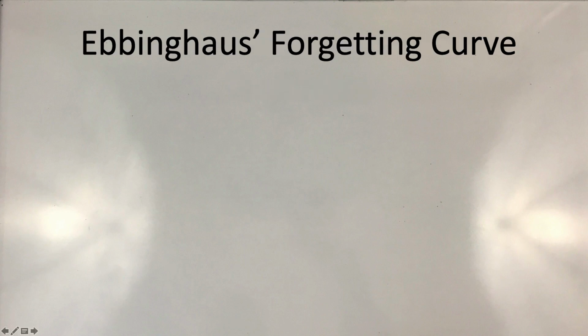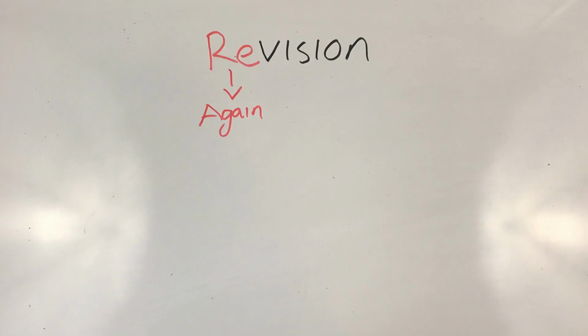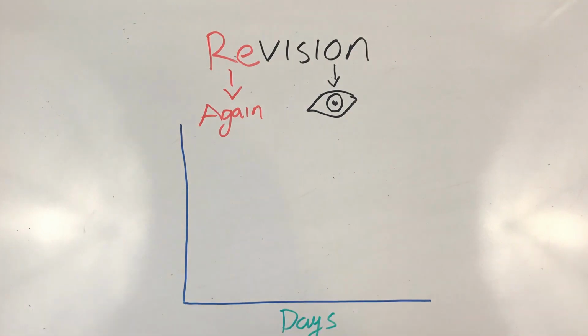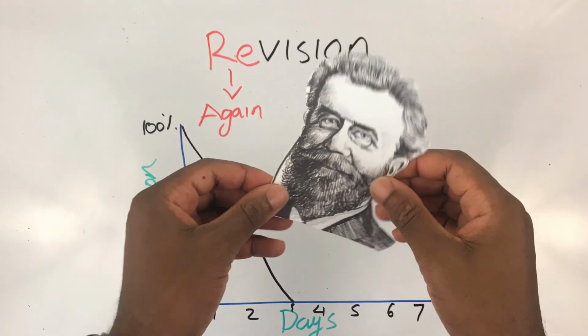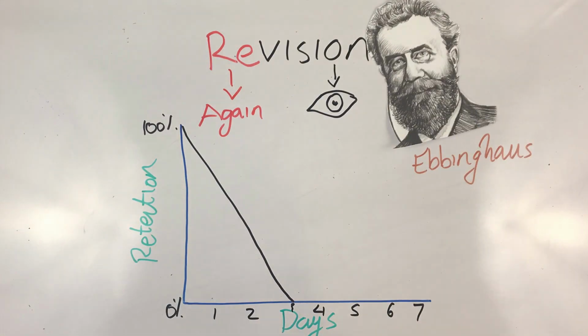Ebbinghaus's forgetting curve. Revision literally means looking again. Therefore, first you have to have studied the topical idea before you can revise it. The Ebbinghaus forgetting curve helps to explain why we need to revise. If you were to learn something and not look at it again, chances are you will forget it pretty quickly. It is pretty useful for your brain to actually forget things. If it didn't, useful information could be lost in a sea of noise.